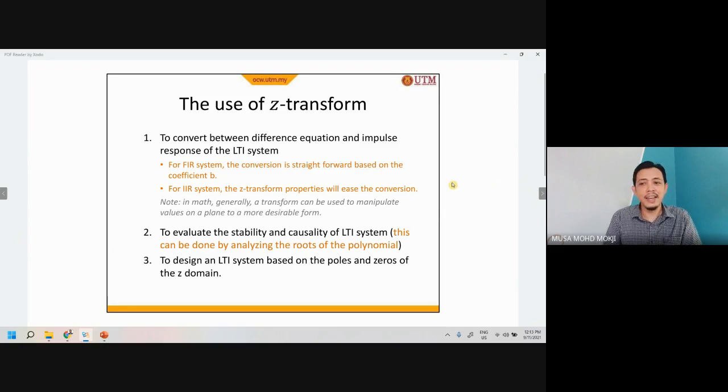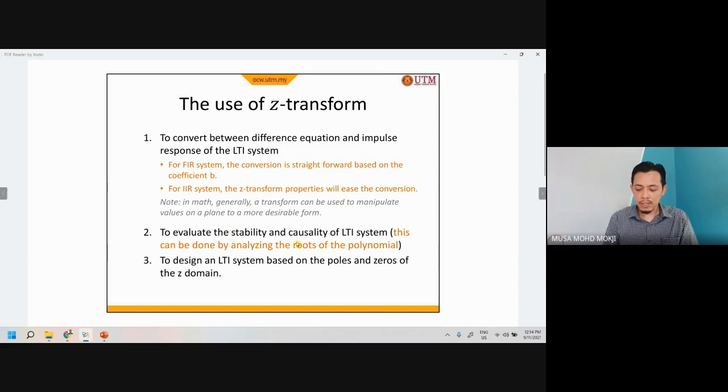So this is the Z transform. It is actually a version of the Laplace transform for discrete time. I listed three purposes why we use the Z transform. Number one is to convert between a difference equation and impulse response. We have done this for FIR systems last time, but we didn't cover how to convert between difference equation and impulse response for IIR, infinite impulse response systems. This is the time we need to do that, because we need to use the Z transform.